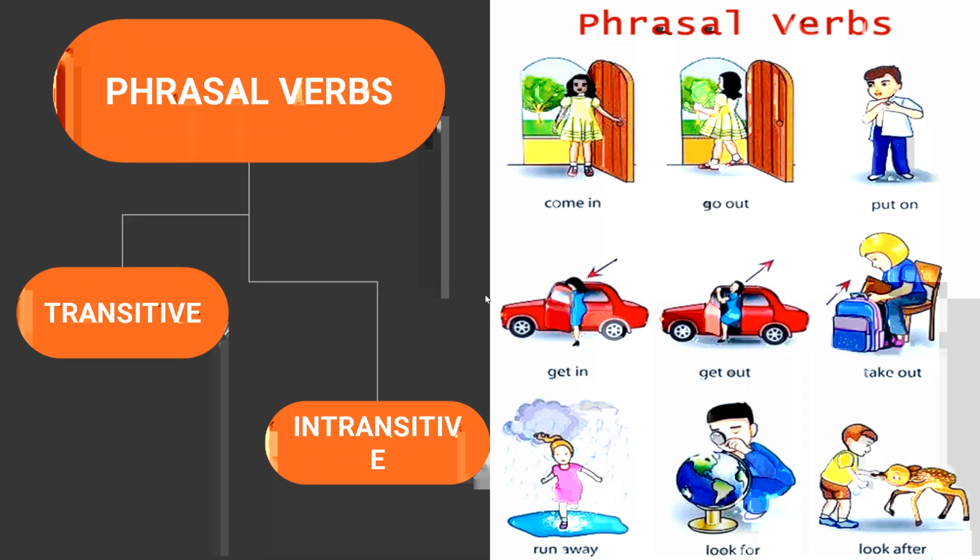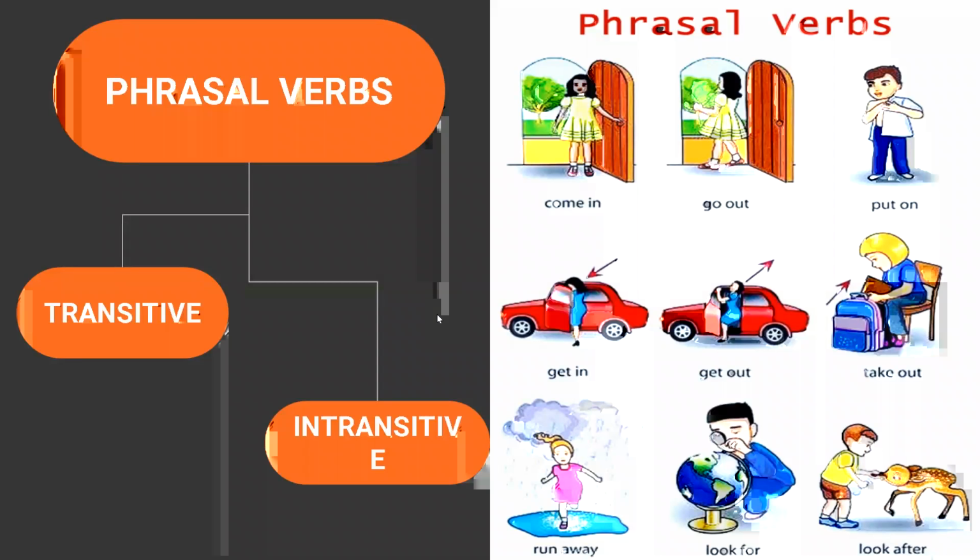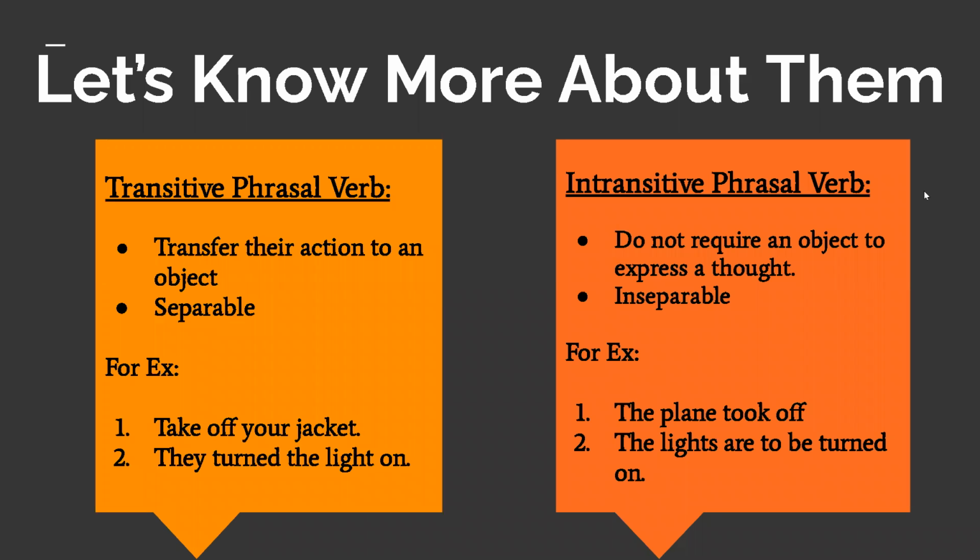So phrasal verbs are of two types. One is transitive, the other one is intransitive. And they are very simple to understand. They have just two points of difference that we need to keep in mind, so that we understand phrasal verbs and their usage properly and at the right point of time. Okay. So first, as you can see, I have made two columns for better understanding.